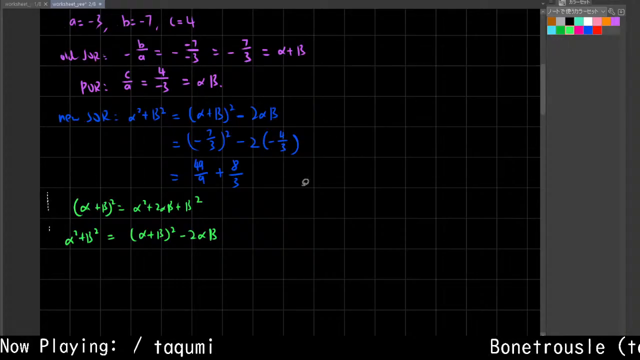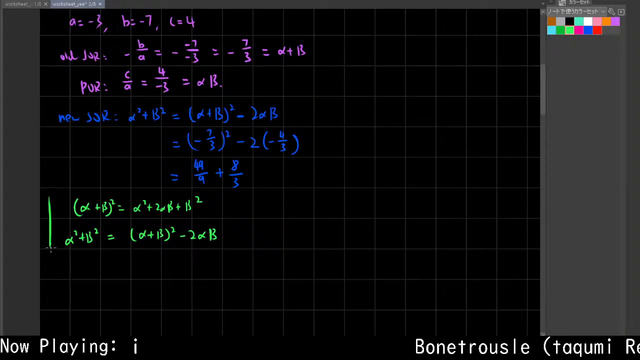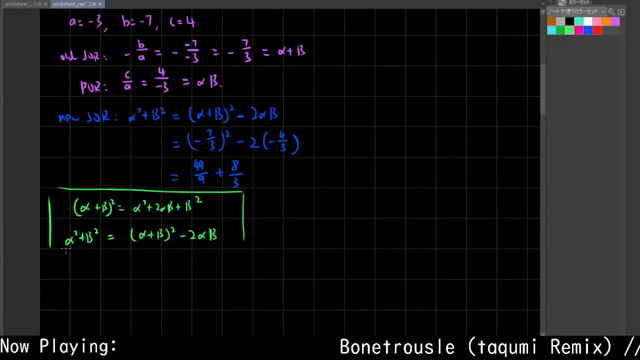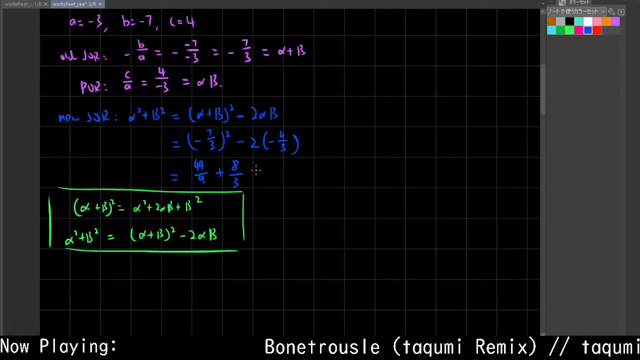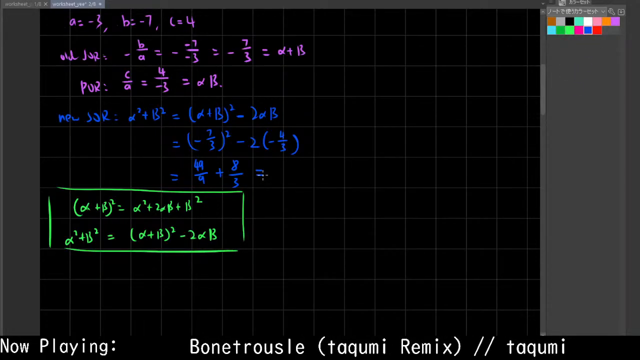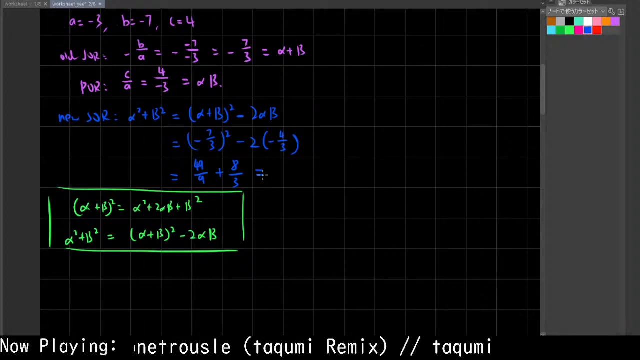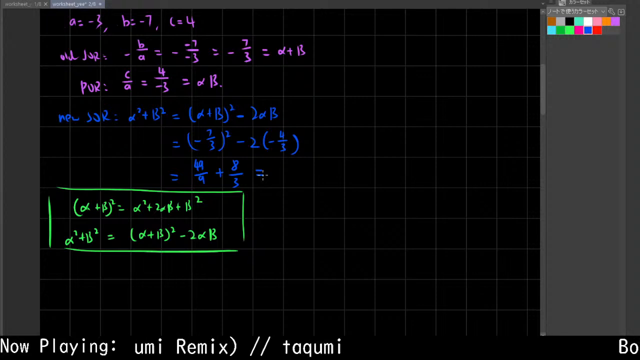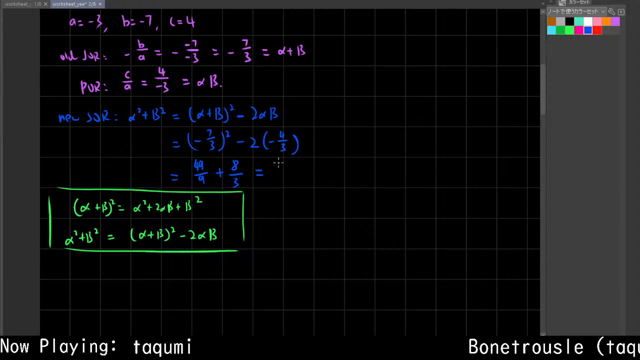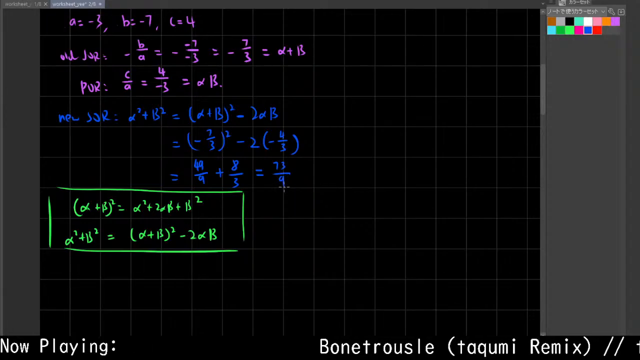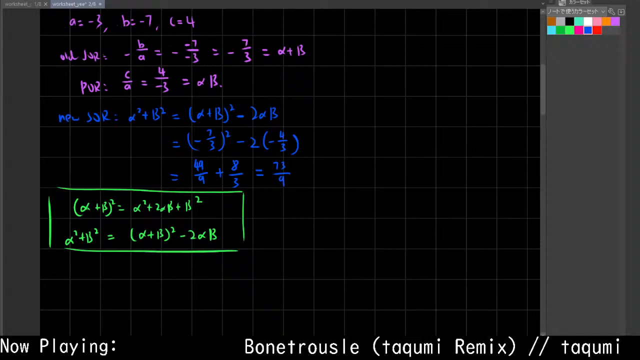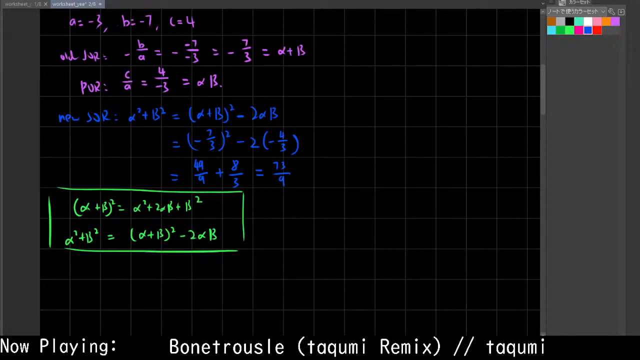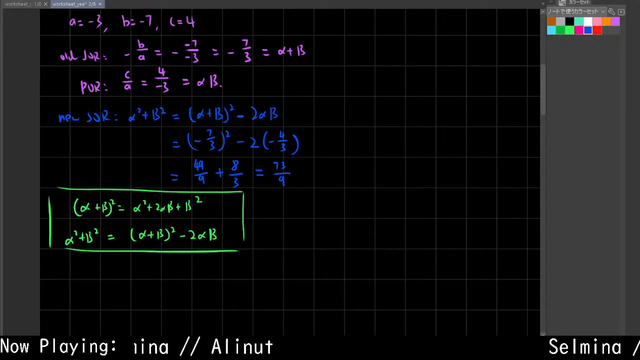Just put it here. And then this should be equal to, still calculating this point, 73/9. So just calculate this point and then just put it in.